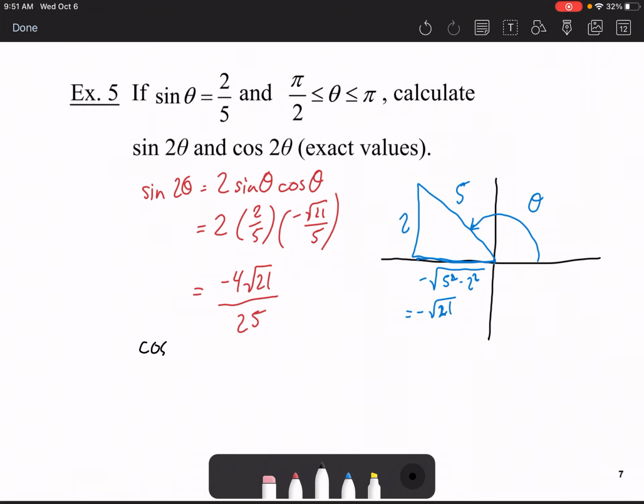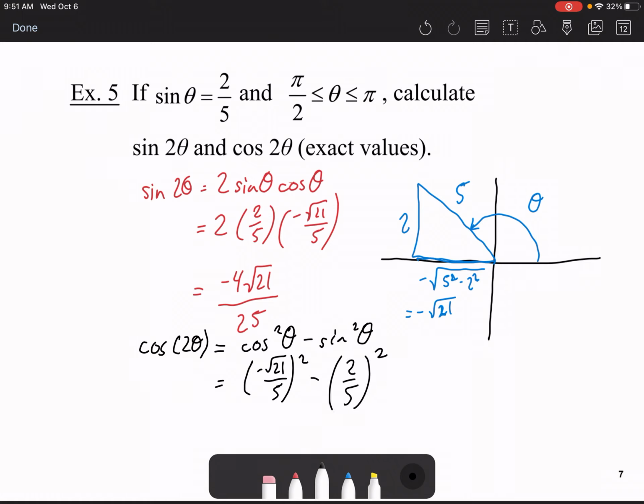To work out cosine 2 theta using exact values again, we have an expression of cosine squared theta minus sine squared theta. Well, cosine theta, again, was negative square root 21 over 5, but we're squaring that value. And sine theta was 2 over 5, but we're squaring that value. This works out to be 17 over 25. And thus concludes this lesson.